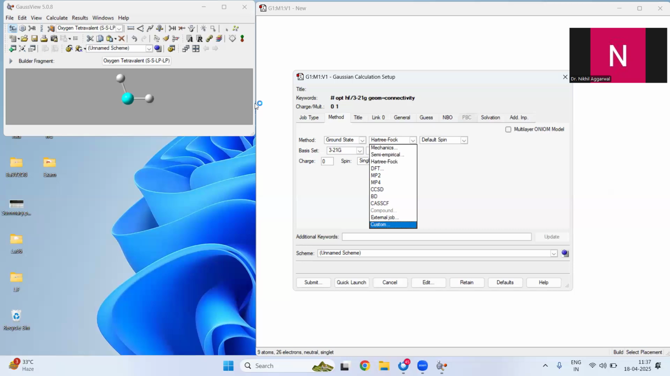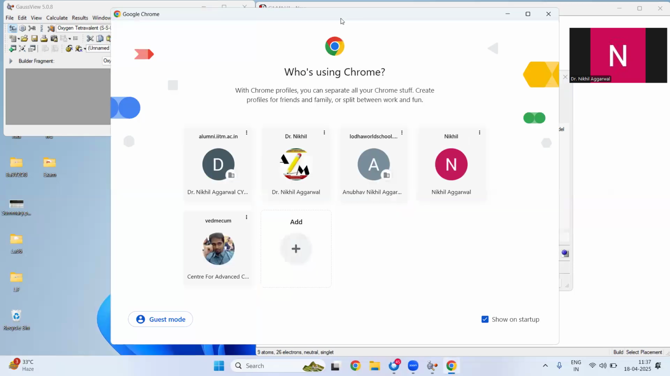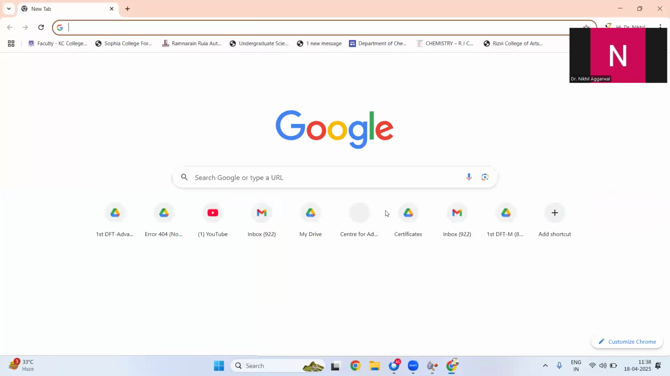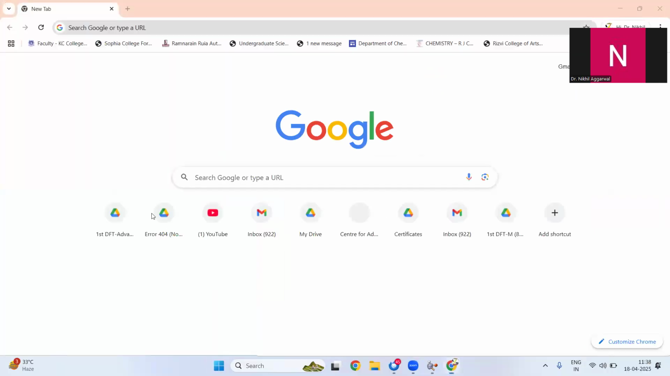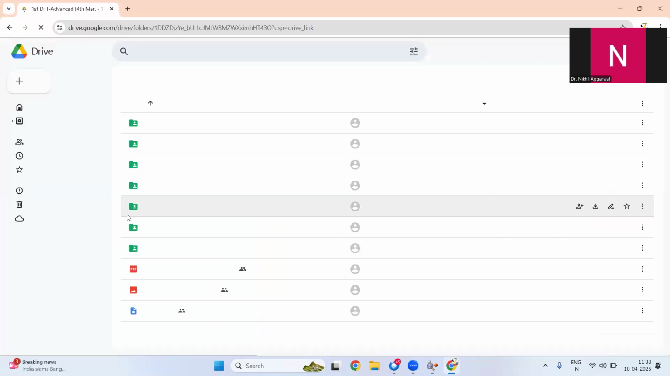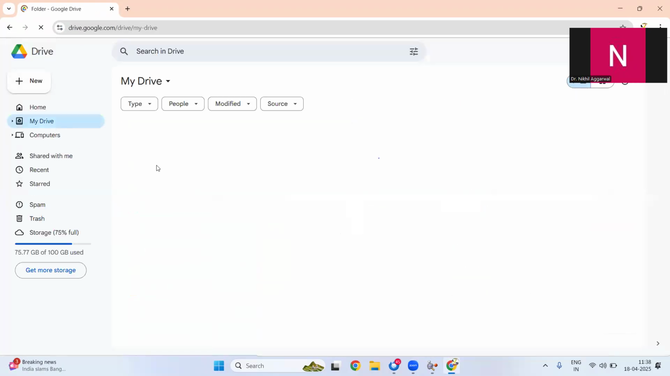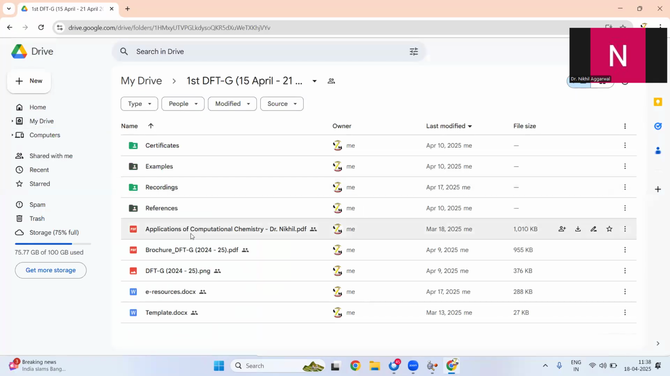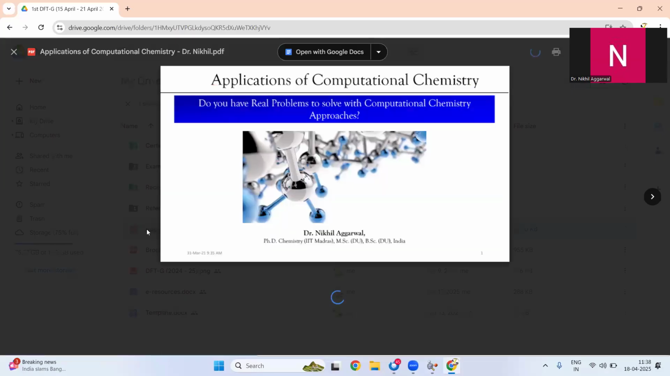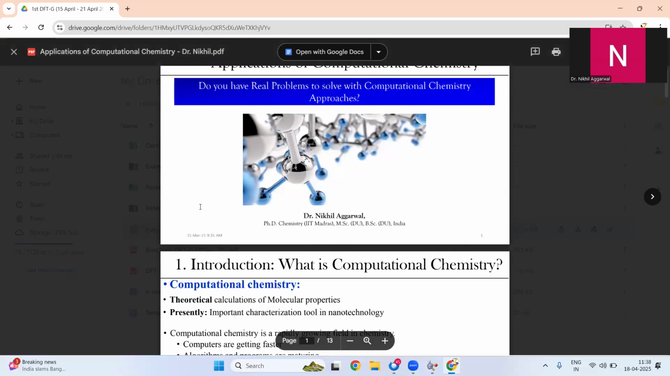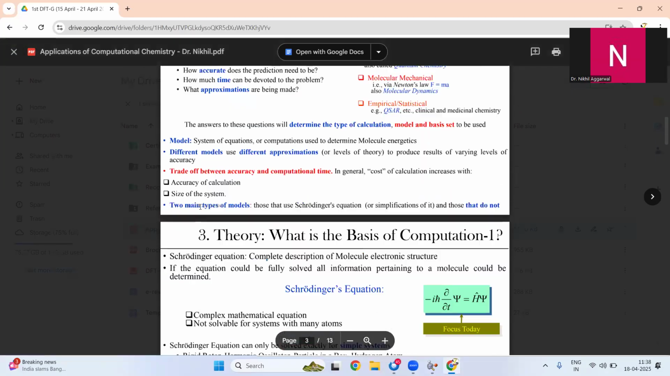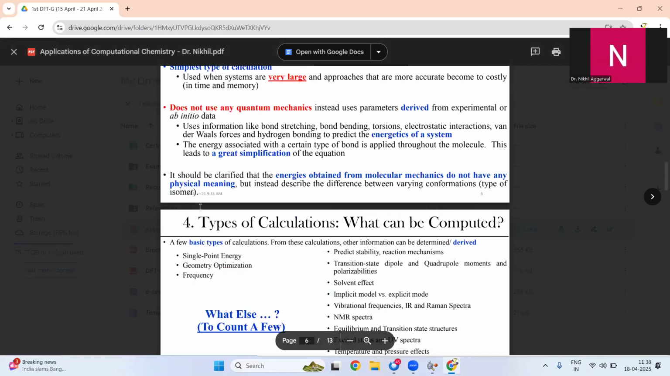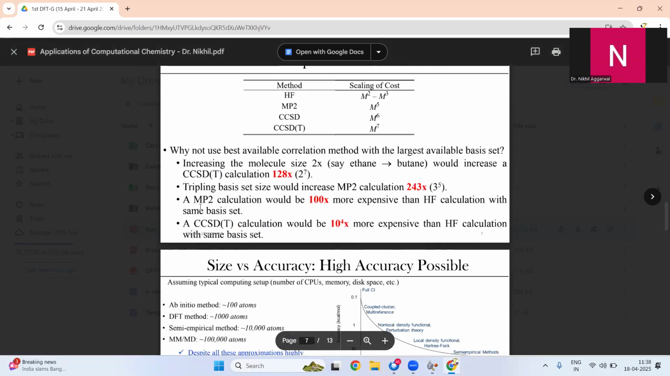So now I'll show you something on the Google Drive. I am not pressing the presentation mode, because presentation generally becomes very boring. So I'll show you those slides. Maybe you can look at them after the session. We have these slides, the application of computational chemistry. What I had explained just now is over here.